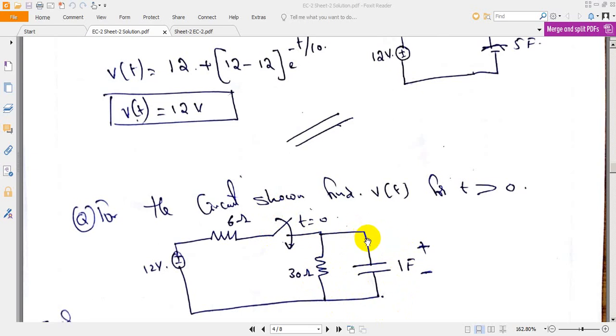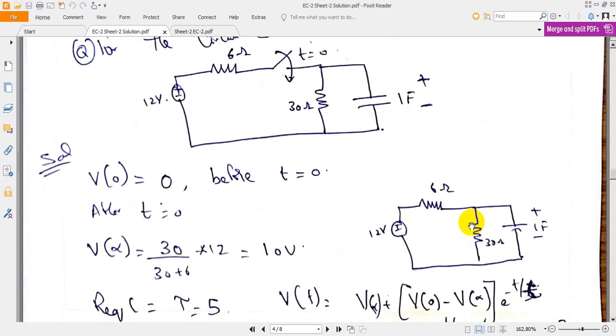We will go in depth. We need to find V of t for t greater than 0. V of t for t greater than 0 means we want V of t before 0 also, before t is equal to 0. V of 0 is equal to 0. Why? It is open and there is no power supply. When there is no power supply, the voltage across the capacitor will also be 0.